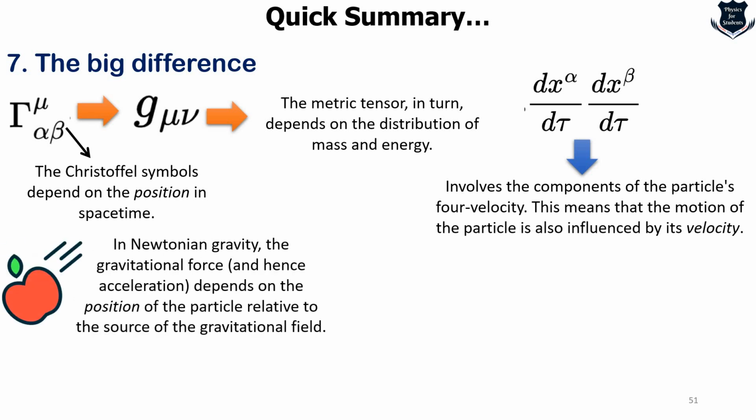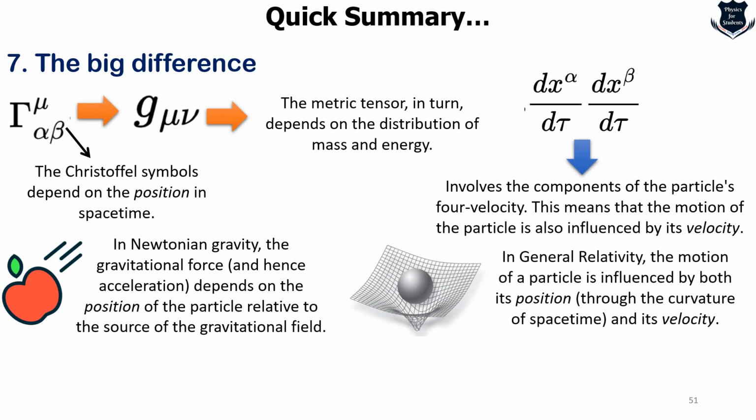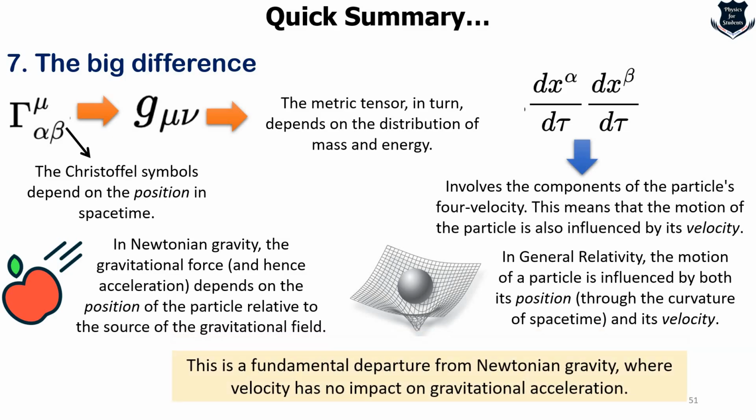In Newtonian gravity, the gravitational force depends on the position of the particle relative to the source of the gravitational field. In Newtonian physics, as we discussed, the acceleration due to gravity is independent of the particle. But in general relativity, velocity also plays a key role in determining the motion of particles, whereas in Newtonian gravity it does not. So in general relativity, the motion of a particle is influenced by both its position and its velocity, and this is a fundamental departure from Newtonian gravity, where velocity has no impact on gravitational acceleration.